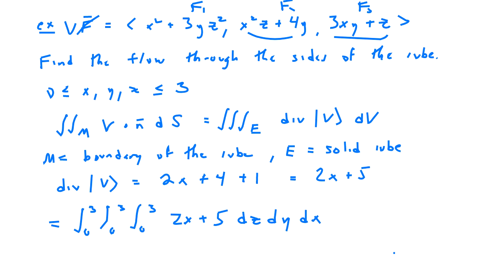Oh, and I lost a little piece here. You have to say which orientation we want. So divergence works if we want the orientation out. If we want the orientation in, the only thing we do is just put a negative sign in front of it.